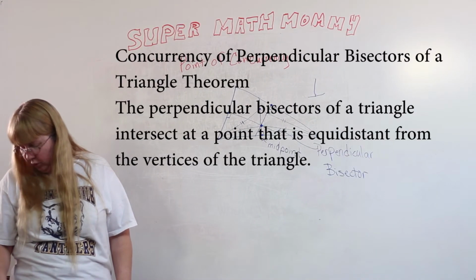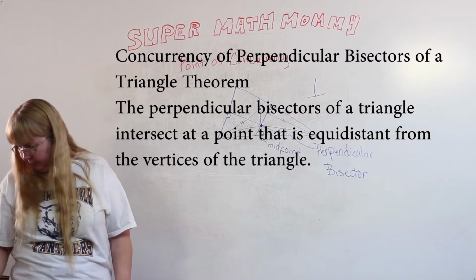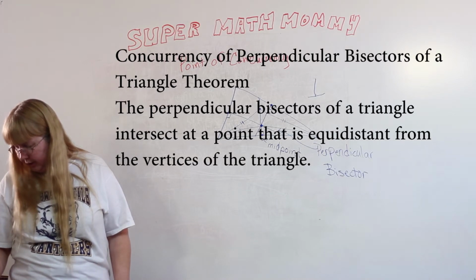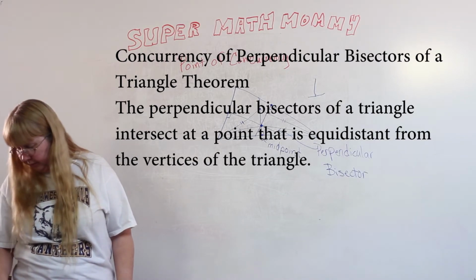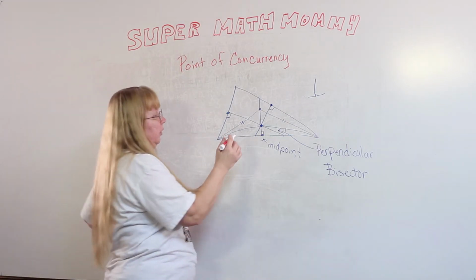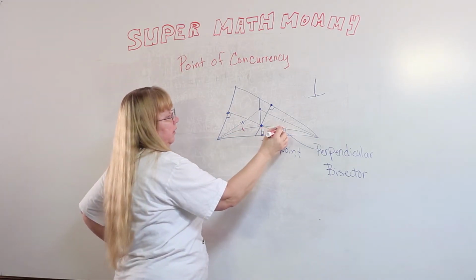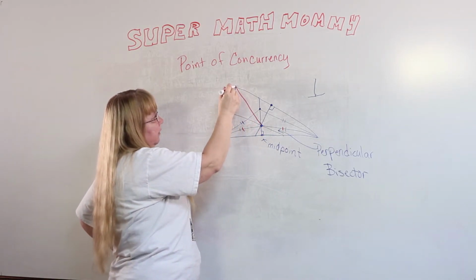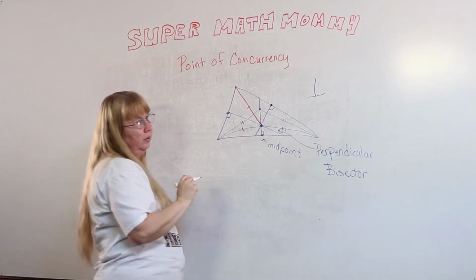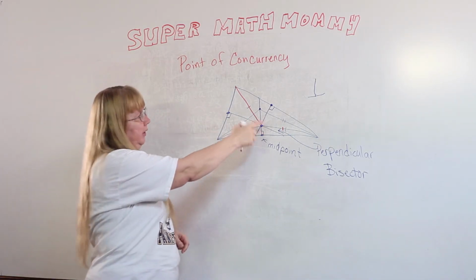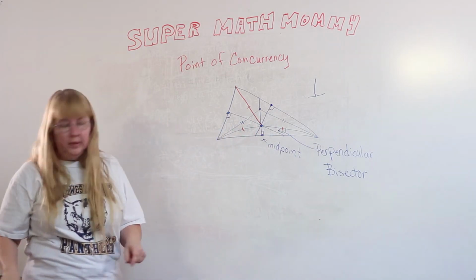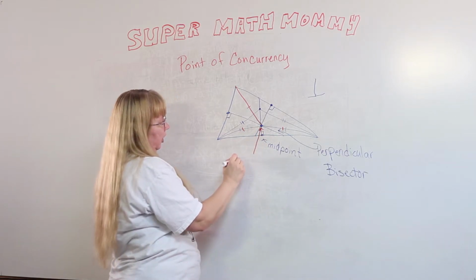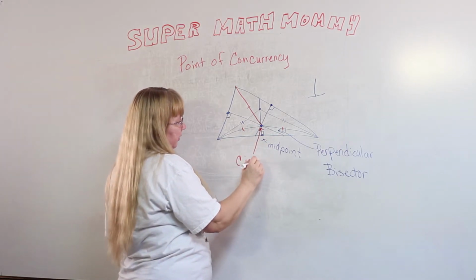Theorem 5.4, concurrency of perpendicular bisectors of a triangle, states that the perpendicular bisectors of a triangle intersect at a point that is equidistant from the vertices of the triangle. Not only are these two lines congruent, but if I draw a line from this point to this vertex, this line will also be congruent with the other two. So all three of these lines are congruent. And this point, the point of concurrency, is called the circumcenter.